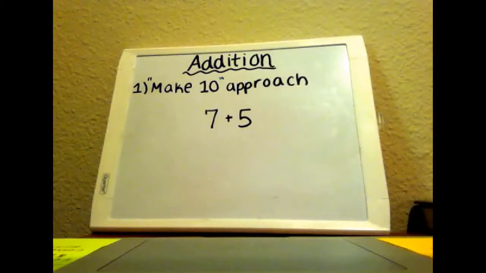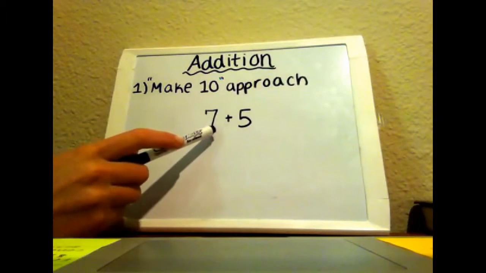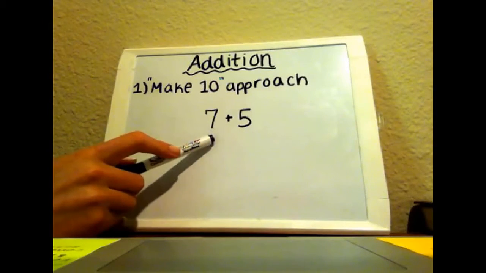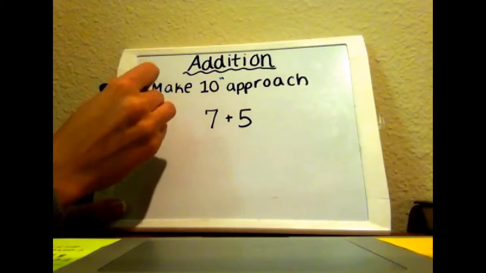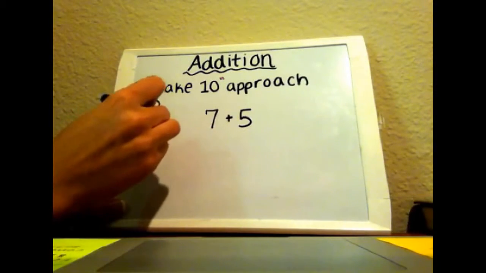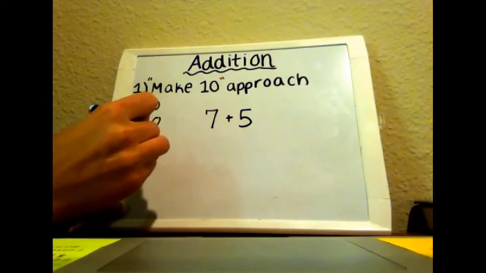In this video, we'll be looking at addition strategies. The first strategy we'll be looking at is the Make 10 approach. So for the Make 10 approach, its goal is to make adding numbers easier. The way that we do this is by taking one of our numbers from our addition problem and making it into a multiple of 10. So for instance, making it into 10, 20, 30, 40, etc.